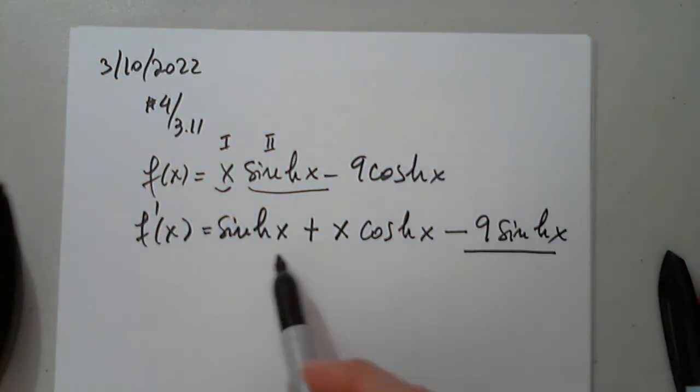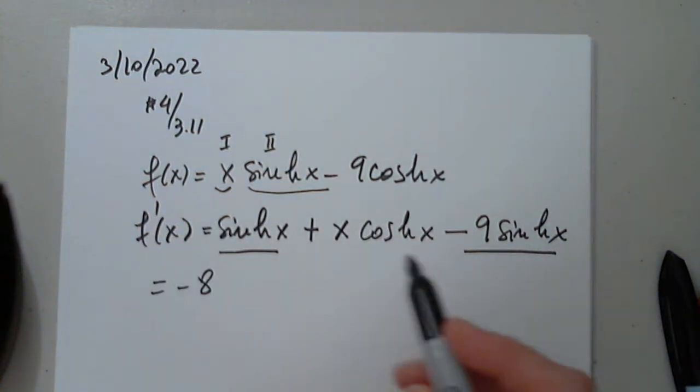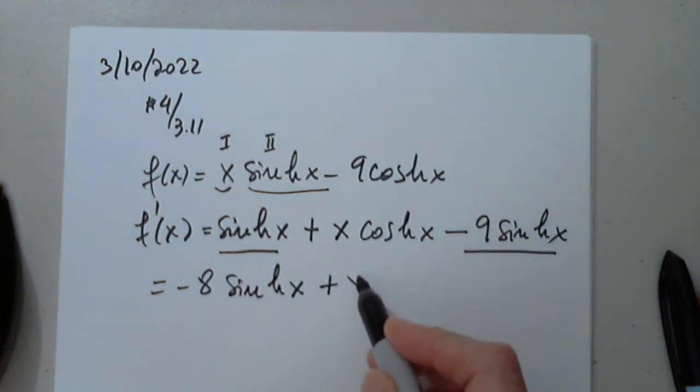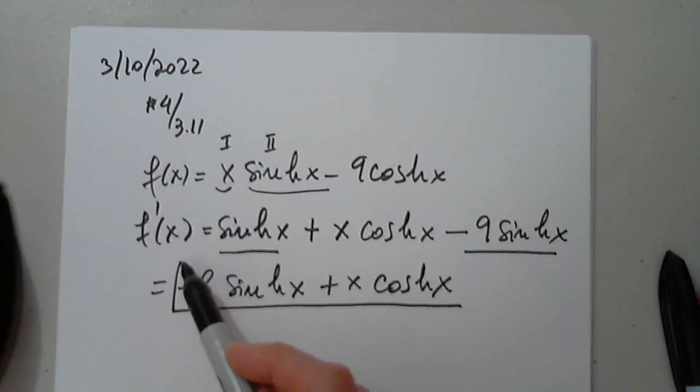But now I realize that these two are like terms. So negative 9 plus 1 will be negative 8, hyperbolic sine. And then this I have nothing to do to it. I just have to copy it. So this is it.